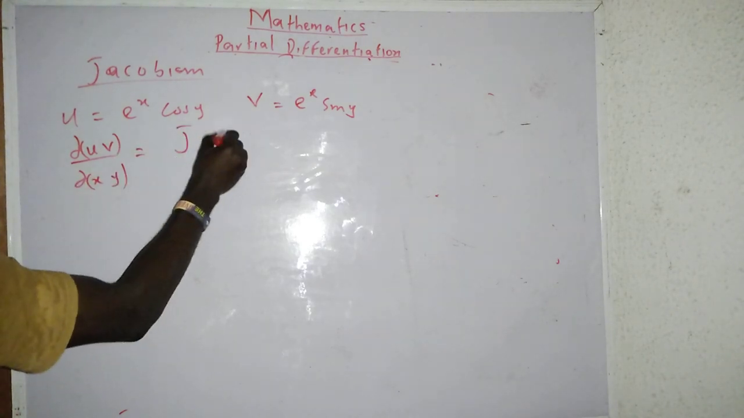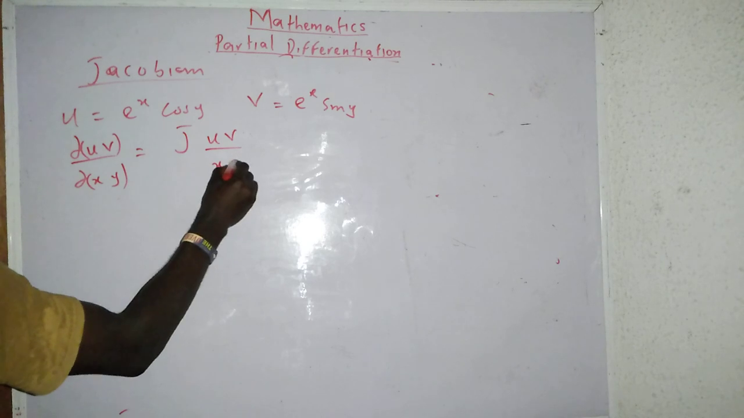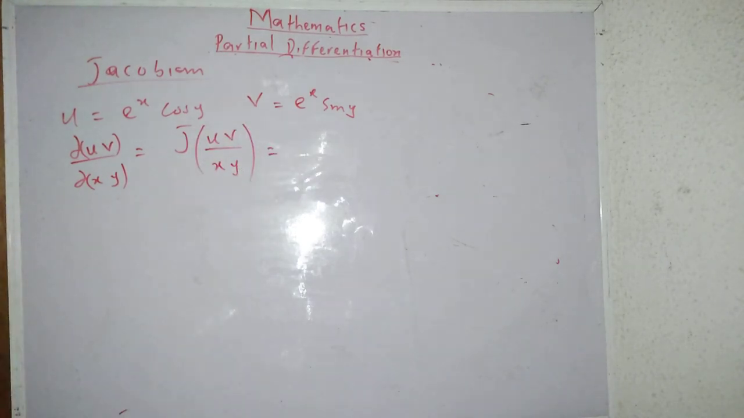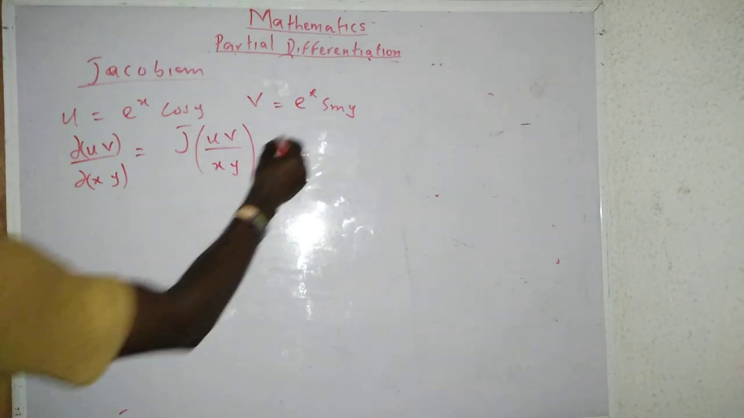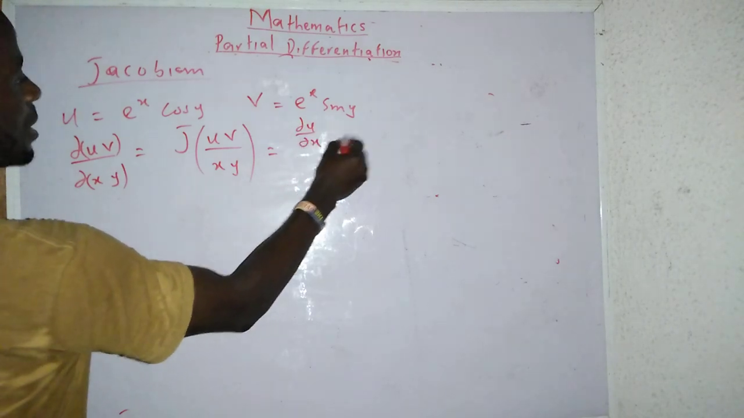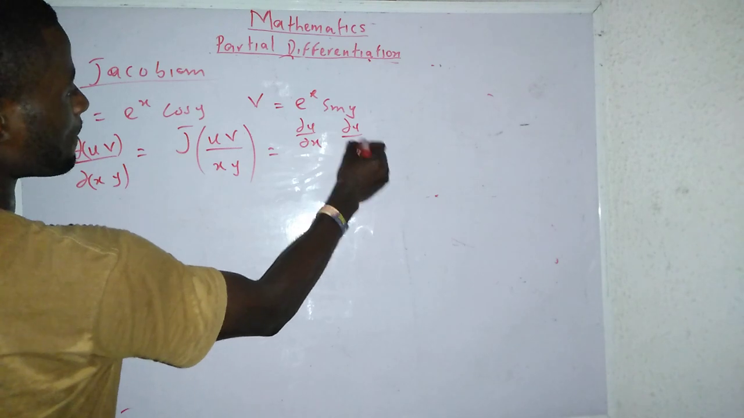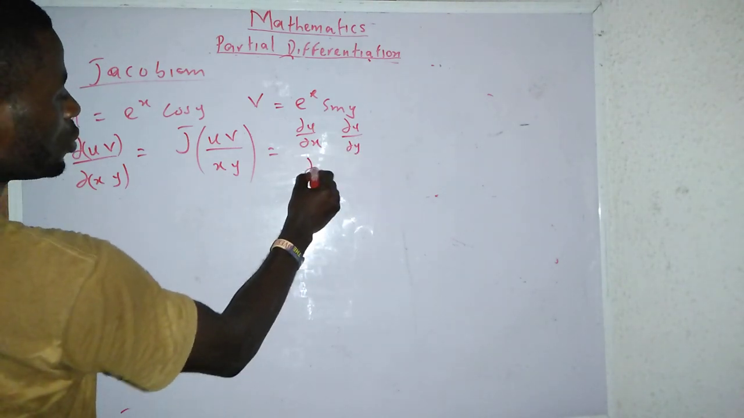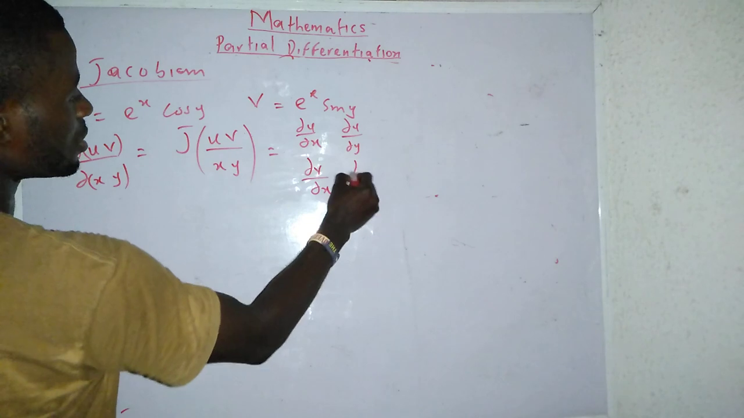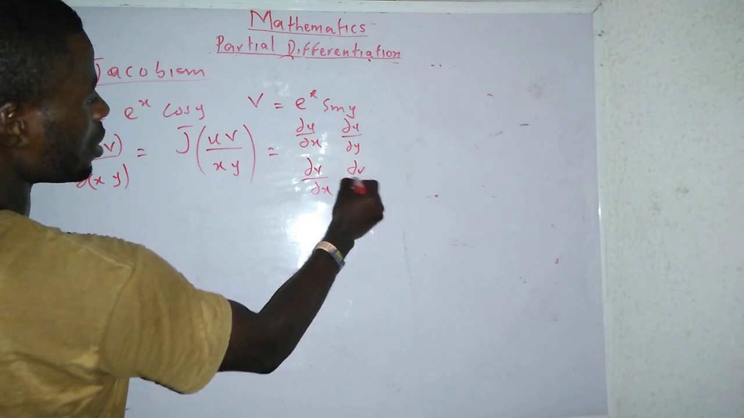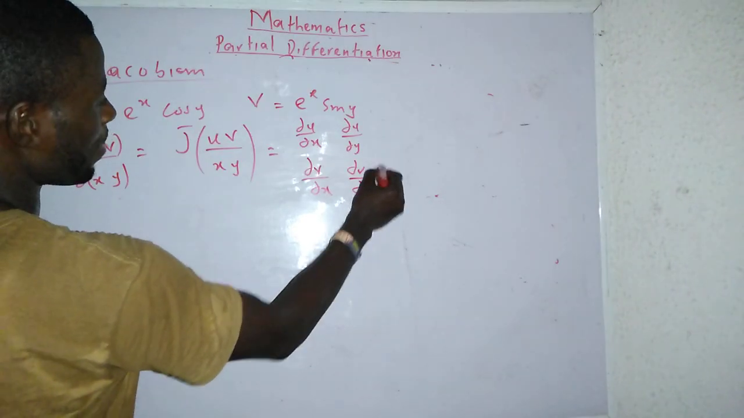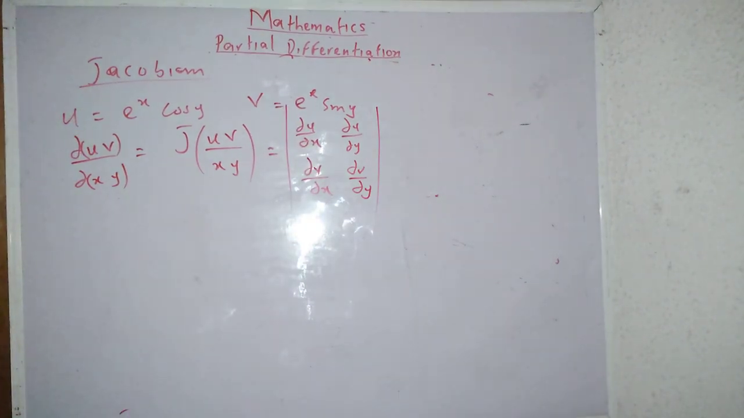Now, which I can turn into Jacobian of u, v all over x, y, which can also be written as ∂u/∂x, ∂u/∂y, and ∂v/∂x and ∂v/∂y. Now, you find the determinant. Once you find the determinant of that, you are talking about Jacobian.